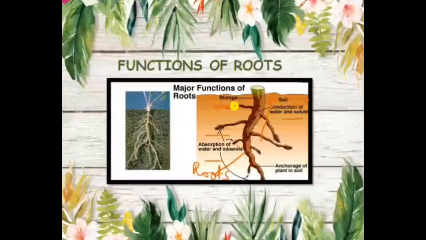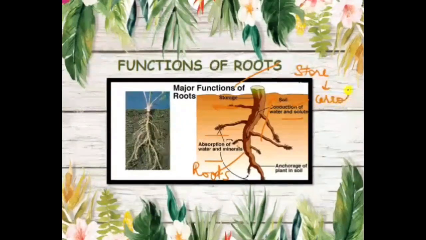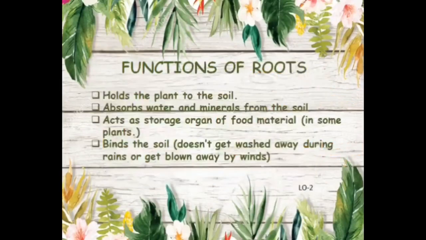They also act as a storage organ. Yes, they store the food. In some cases it stores the food, like we will discuss later on, like carrot, radish. Here the food is also stored. And also it helps in anchoring of the plant. It provides support to the plant. So these are the functions which we are going to study in our next slide in detail.